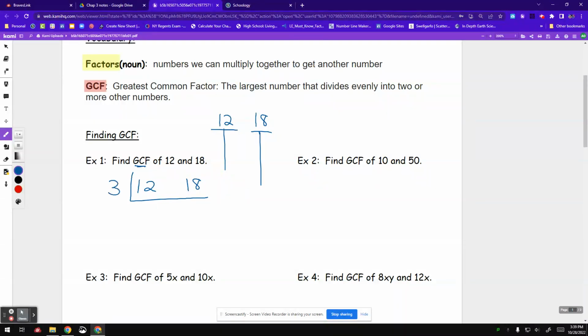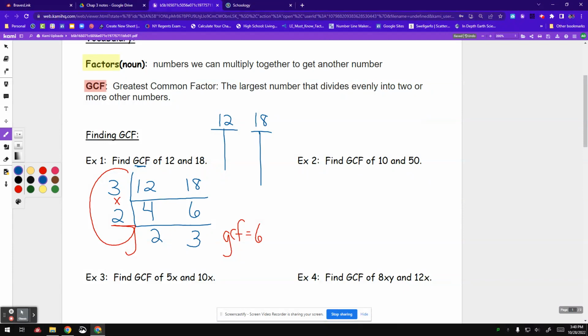Okay, so what number divides into both of these? I'm going to do 3. 3 divides into 12 4 times. 3 divides into 18 6 times. 3 times 6 is 18. 4 and 6 also share a factor of 2. 2 divides into 4 twice. 2 divides into 6 3 times. Remember that the factors, the greatest common factor, are on this side. So 3 times 2 is 6. So we did this earlier in the year also. GCF equals 6 for that one.